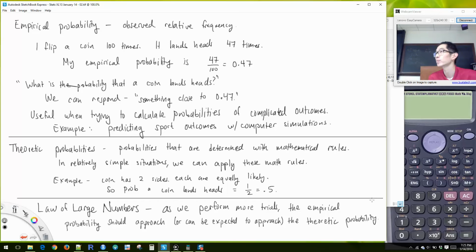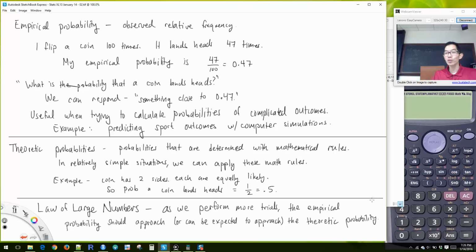Question? So are theoretical probabilities derived from empirical? No, the theoretic probabilities are calculated using these mathematical rules. The empirical probabilities are what we observe. So basically we're just saying, if we do things a whole bunch of times, what we observe should match what we expect in theory. Okay.